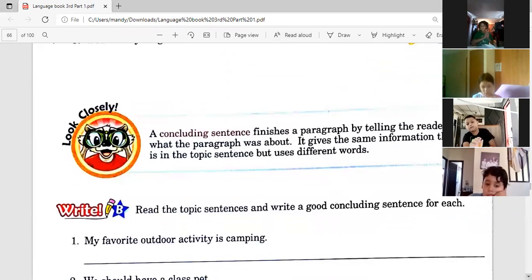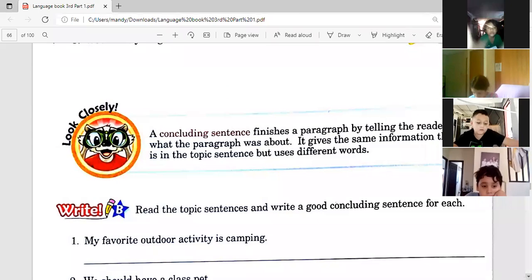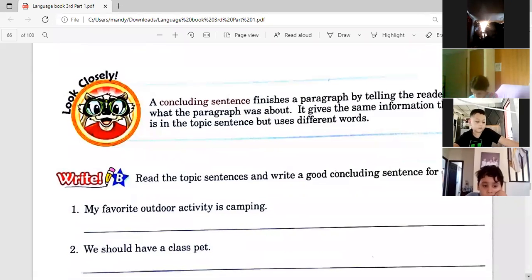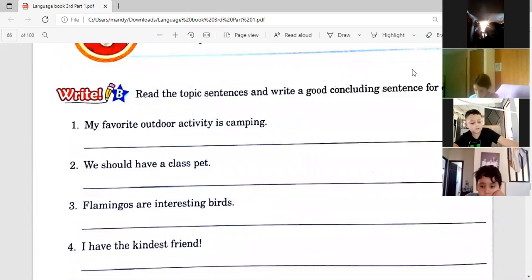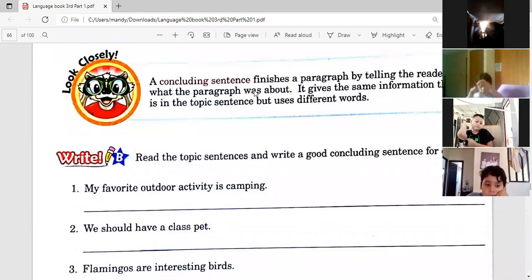Okay, look closely. A concluding sentence. This one is another topic, yeah? A concluding sentence finishes a paragraph by telling the readers what the paragraph was about. It gives the same information as the topic sentence, but uses different words, okay? Remember, yesterday we discussed the main idea or the topic sentence, but in this case, we discuss the concluding sentence. Okay, according to the information, the concluding sentence is at the end of the paragraph, al final del párrafo. Yes, okay, and this one gives the same information as the topic sentence. Nos da la misma información que una oración de inicio, ¿ya? Okay, but we find this one at the end of the paragraph.